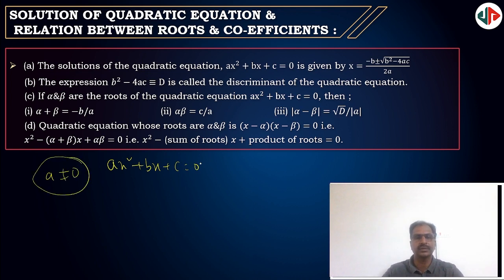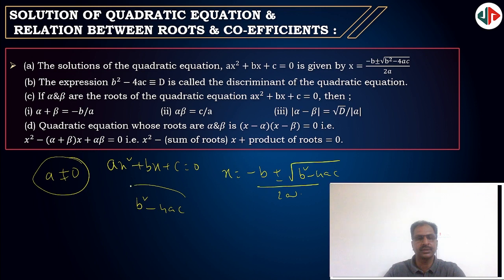Then this is said to be a standard quadratic equation whose roots are given by x is equal to minus b plus or minus under root b square minus 4ac by 2a. These are the roots. And the term b square minus 4ac, this value is known as discriminant denoted by delta. So find the discriminant of the quadratic equation means you have to find b square minus 4ac.